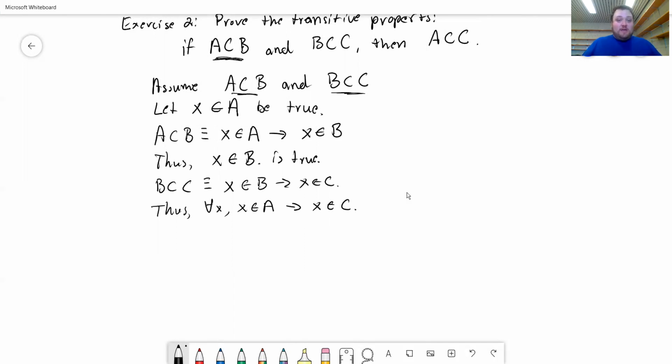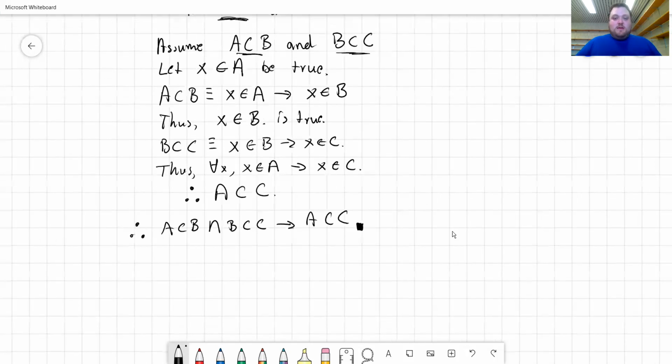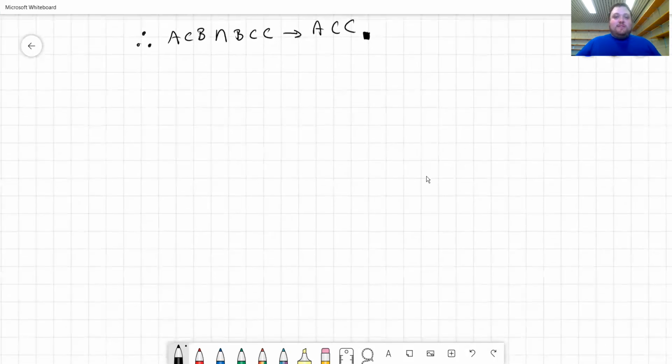And what does that mean? Well, by our definition of subset, therefore, A is a subset of C. And overall, we've just shown that if A is a subset of B and B is a subset of C, then A is a subset of C. And that is the proof for exercise 2. And so we'll move on to exercise 3.